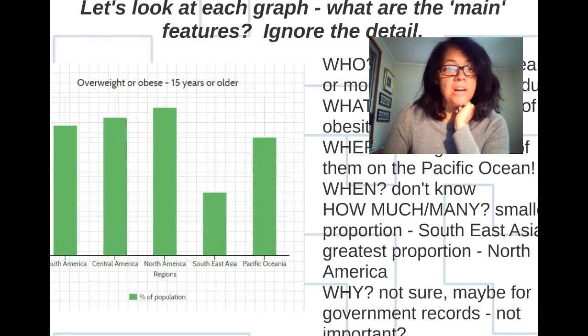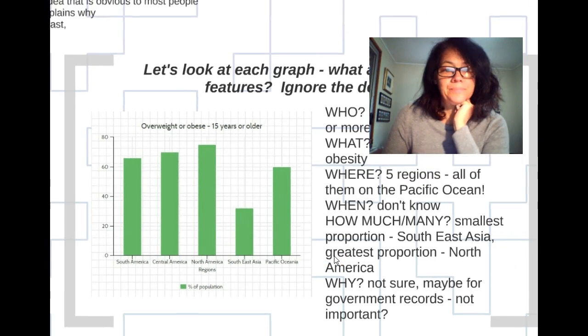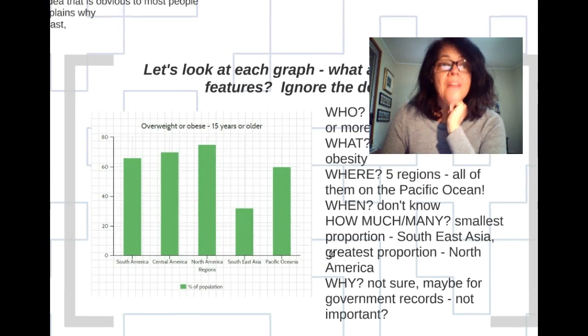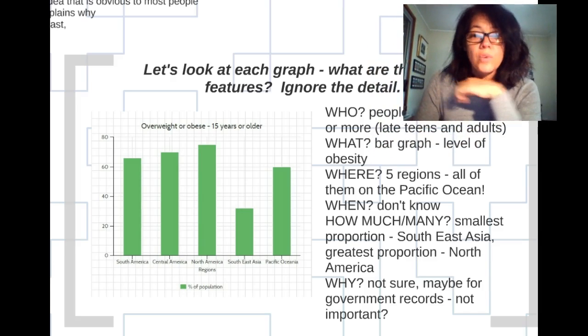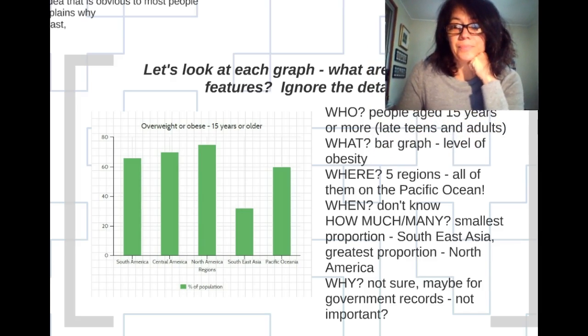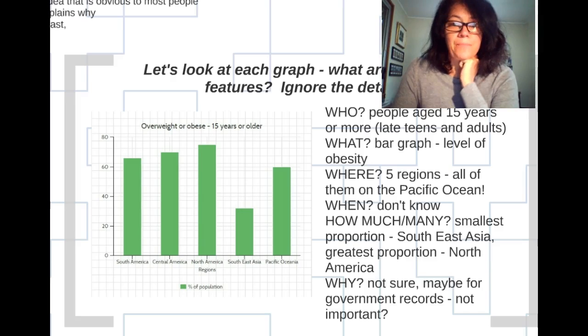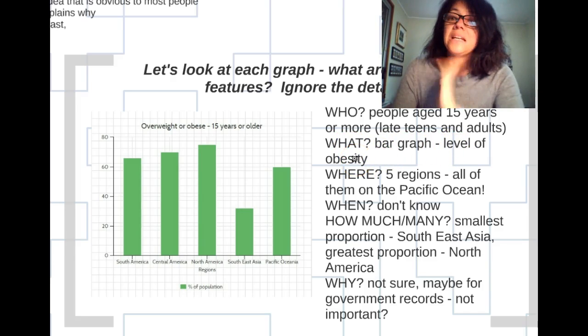Let's look at each graph in detail. So, what are the main features? You must become very good at ignoring the detail. So what can you see? Who is the graph about? People age 15 years or older. What is the bar graph about? It's about the level of obesity in people.